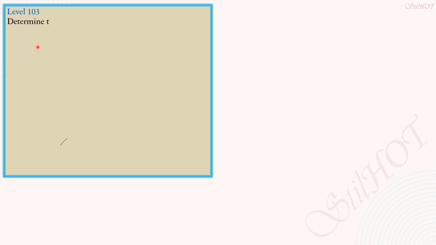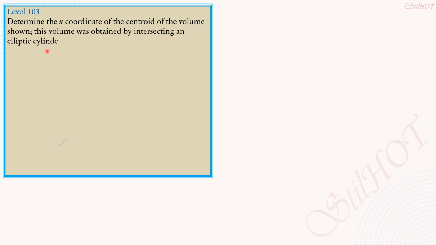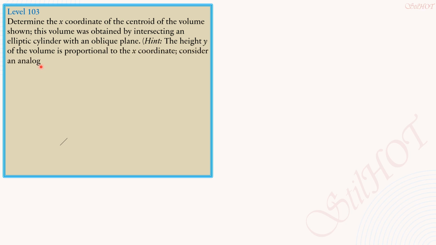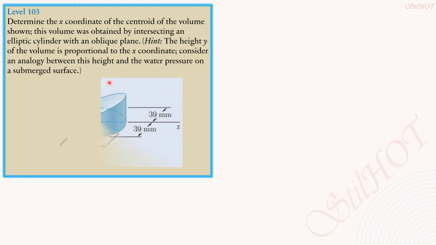Level 103. Determine the x-coordinate of the centroid of the volume shown. This volume was obtained by intersecting an elliptic cylinder with an oblique plane. So hint, the height y of the volume is proportional to the x-coordinate. Consider an analogy between this height and the water pressure on a submerged surface. So I'll present two solutions again. The first one is using the high-tech calculator in deriving the volume by integration, and second, by this hint here.